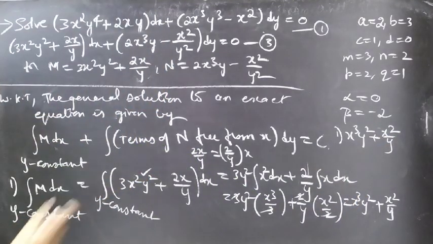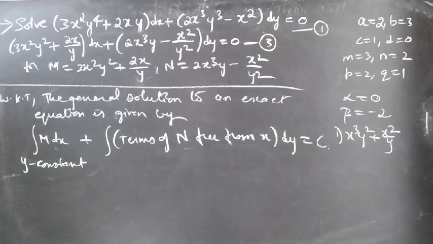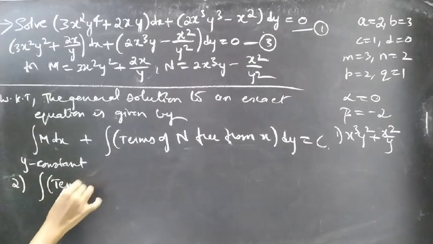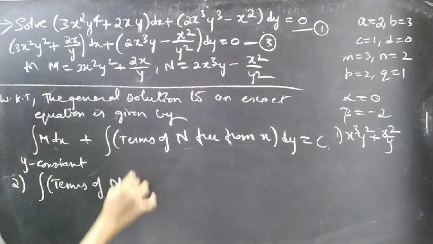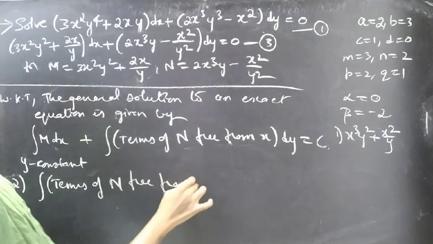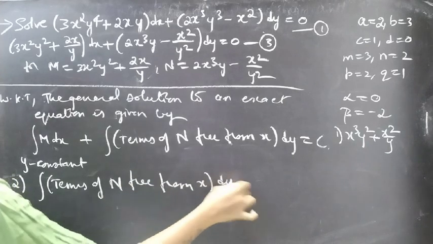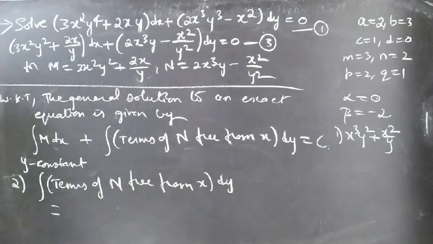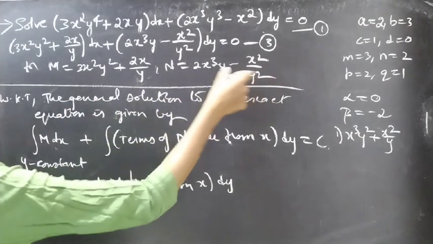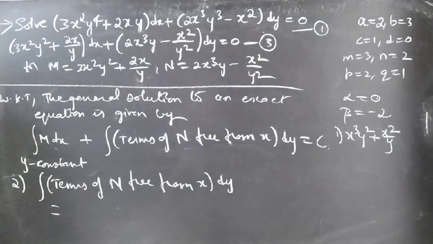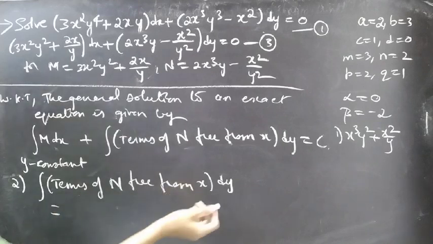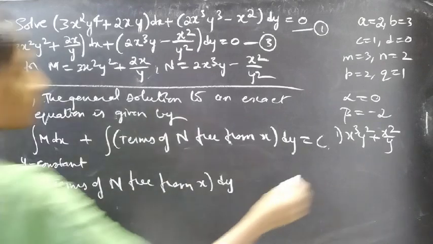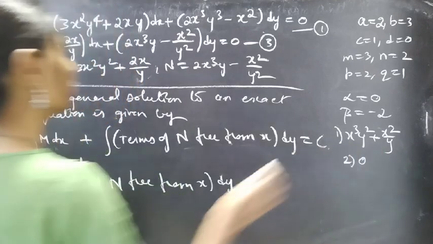Now coming to the second integral: integral of terms of N free from x into dy. Observe N: in both the terms we have x, so there is no term which is free from x. So integral of terms of N free from x is 0, and the result obtained from the second integral is 0.